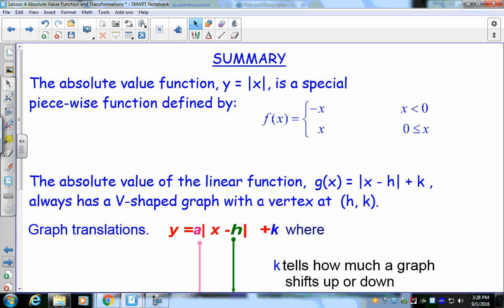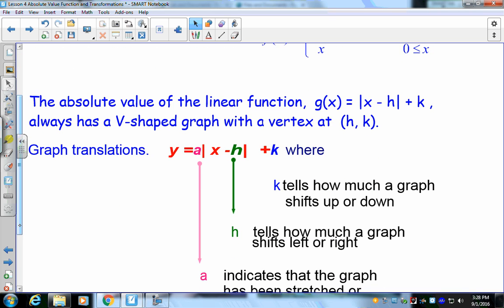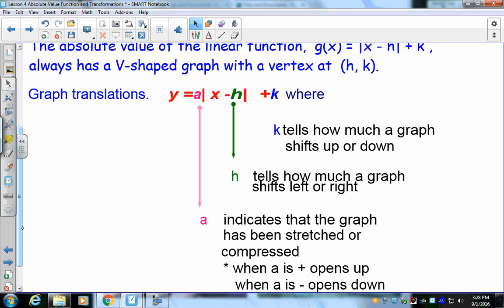All right, so when all is said and done, the a value in front of my absolute value sign indicates the graph has been stretched or compressed. We'll get into bigger numbers later and really talk about how that changes it. But for now, if it stays positive, it's opening up. If it's negative, it opens down.